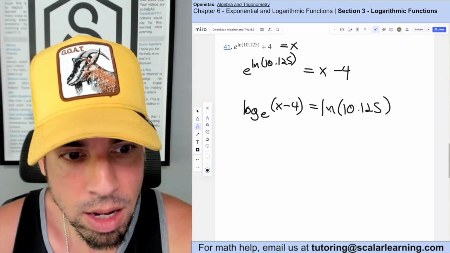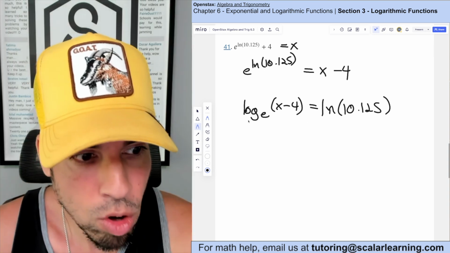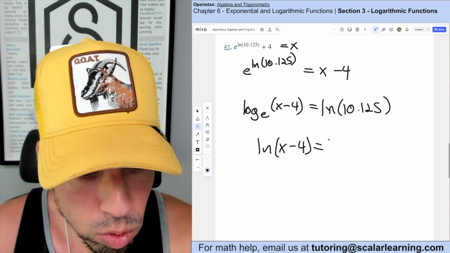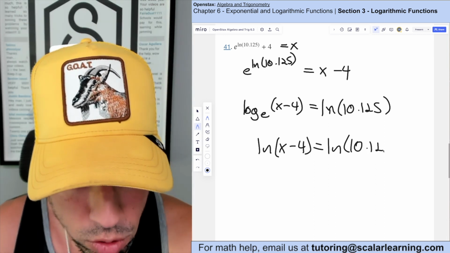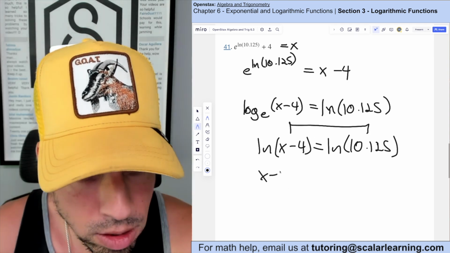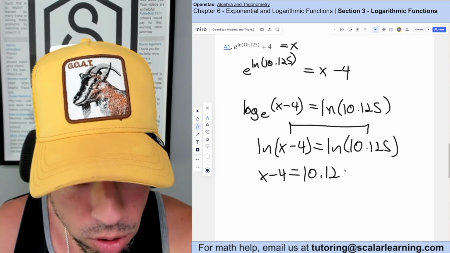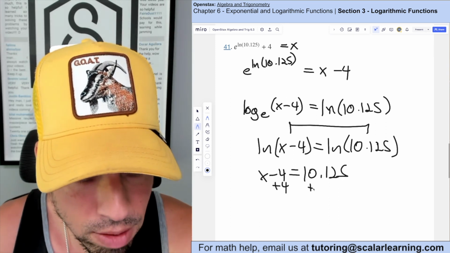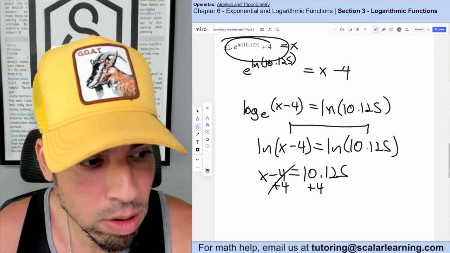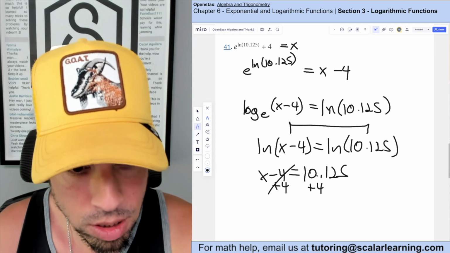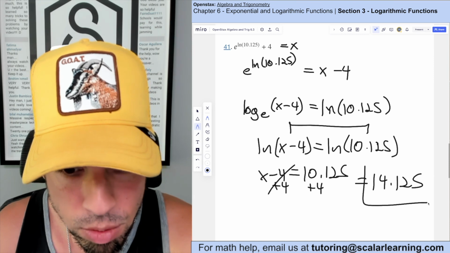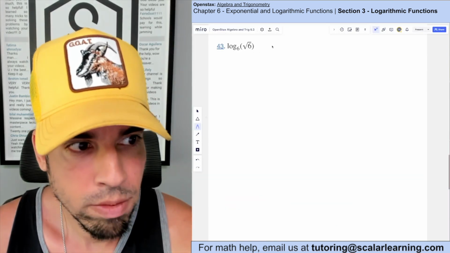Now, the good thing about ln and log base e is they're the same thing. Log base e is natural log. So now I can say natural log of x minus 4 equals natural log of 10.125, which means if these two sides are indeed equal, this expression is equal to this. So x minus 4 equals 10.125, and then to solve for x, we just add 4 to both sides. Again, x was something I added in. Really, x is what the value of this expression evaluates to, which is 10.125 plus 4, which is 14.125.